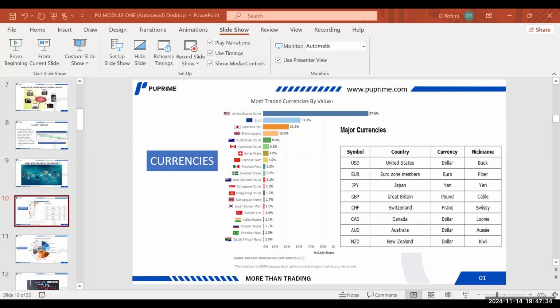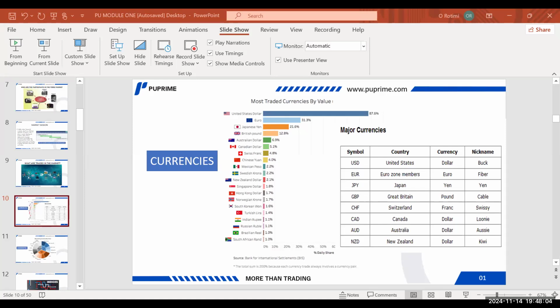Now, you may ask the question, why is the dollar the most traded currency in the forex market? The answer is not far-fetched, and there are some reasons for that, which I will share with you just now. Number one, at this moment, the United States remains the country with the biggest economy globally. There is no country's economy as strong as that of the United States at the moment. So that alone is a plus for the United States dollar.